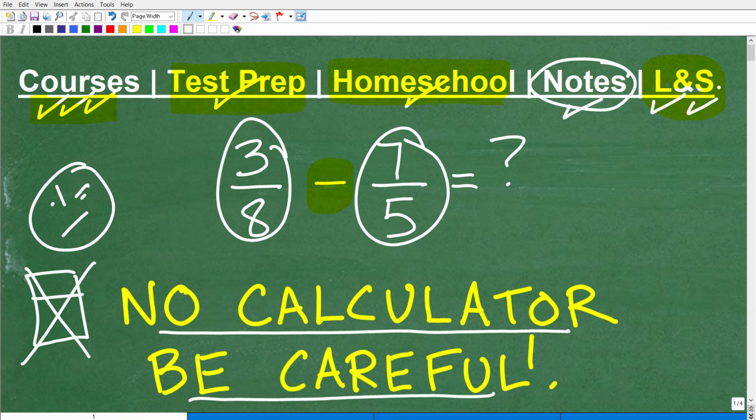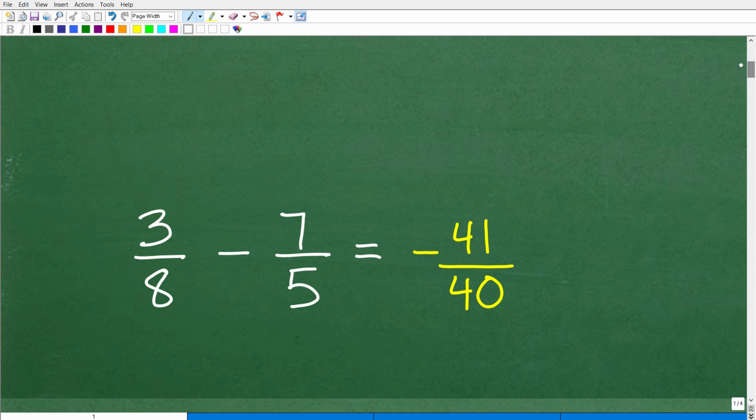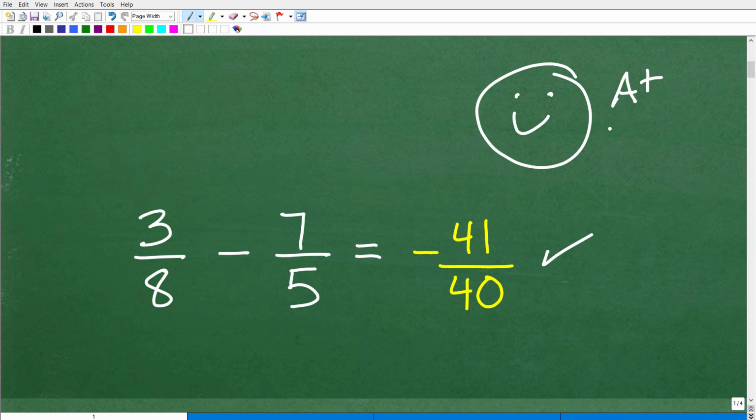Okay, so I'm going to go ahead and show you the answer right now. And let's go ahead and take a look at the solution. All right, so 3/8 minus 7/5 is equal to negative 41 over 40. No need to turn this into a mixed number fraction. And if you got this correct, I'm going to give you a nice happy face, an A plus, a 100%, and multiple stars for being pretty awesome at subtracting fractions.